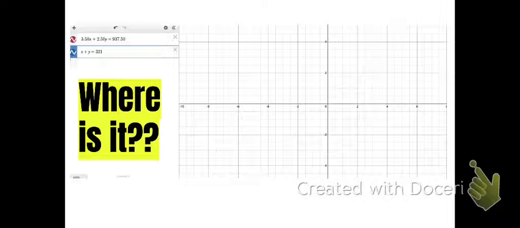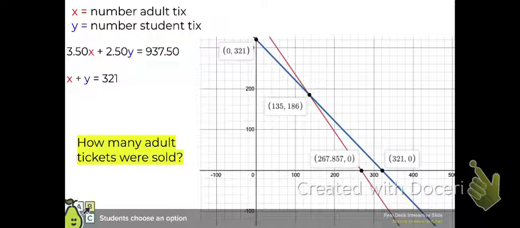That's because with these real world problems, we're dealing with some big numbers. So notice we have 937 and 321. We need to zoom out. If we zoom out, which of these points are we looking at? We're looking at the point where the two lines intersect. This one right here. So is the answer 135 or 186?